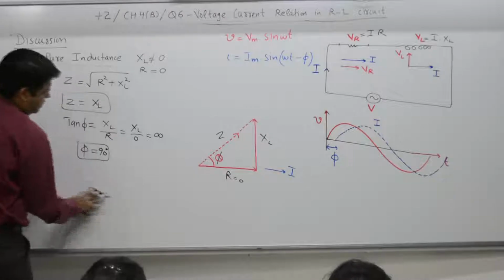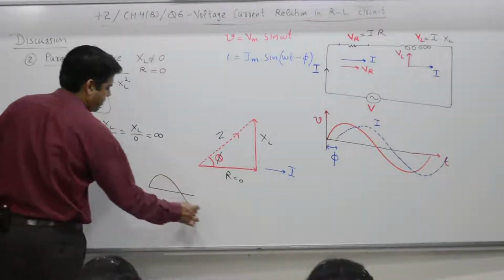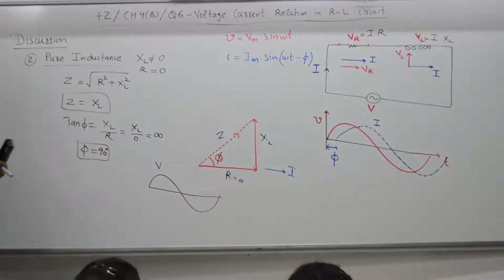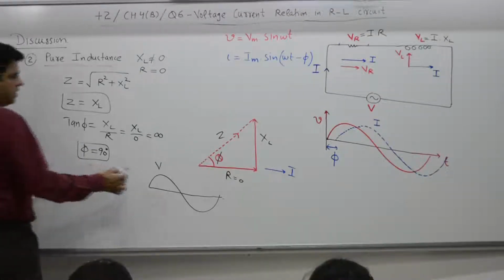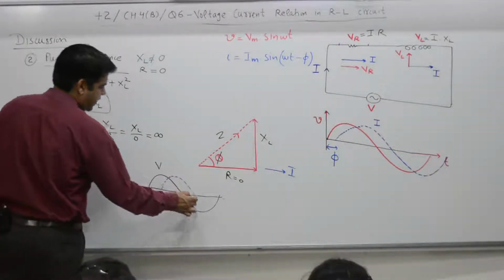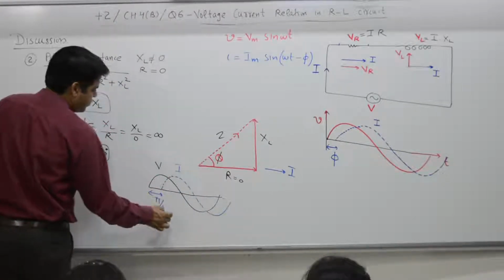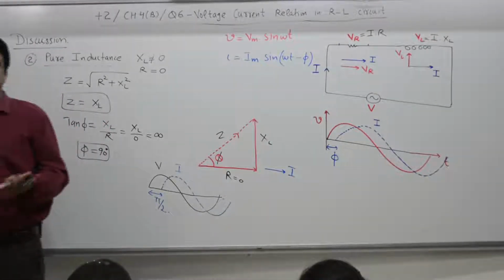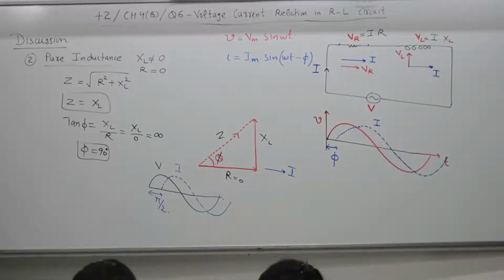Voltage V. Current, yes, phi is 90 degree, pure inductor, current lags voltage by pi by 2. So it is a case of a pure inductor. Question number 4. Time with you 2 minutes. 2 minutes to write.